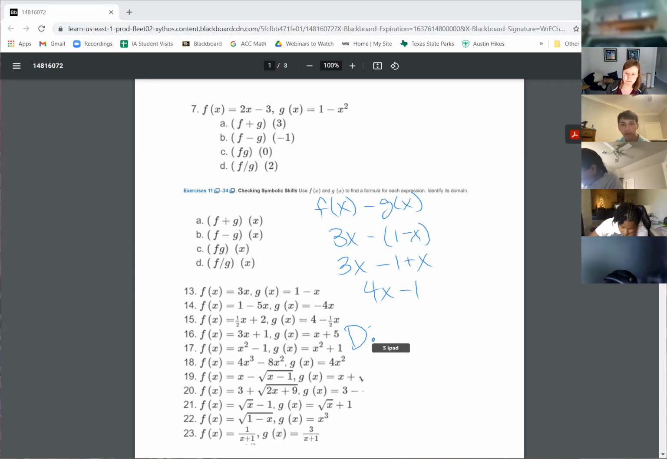I could do the same domain, right? Since it doesn't have the. Yeah, it doesn't have any square roots and we're not dividing anything. So I could just do the negative infinity to infinity.